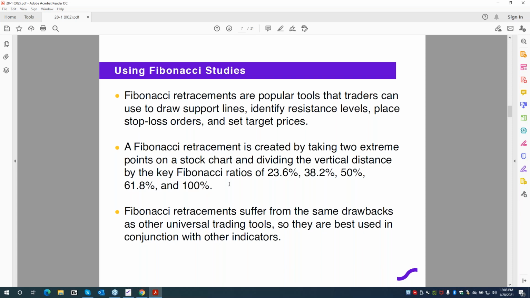Moving on with the Fibonacci studies, Fibonacci retracements are popular tools that traders can use to draw support lines, identify resistance levels, place stop loss orders, and set target prices. The Fibonacci retracement is created by taking 2 extreme points on the chart and dividing the vertical distance by the key Fibonacci ratios of 23%, 38%, 50%, 61%, and 100%. Fibonacci retracements suffer from the same drawbacks as other universal trading tools, because they are best used in conjunction with other indicators.